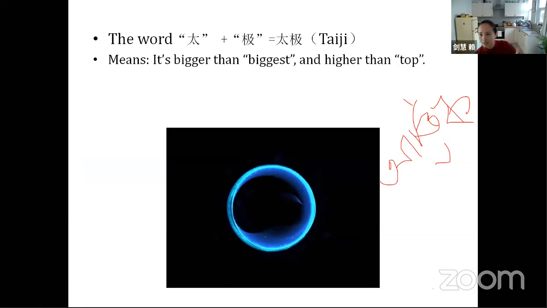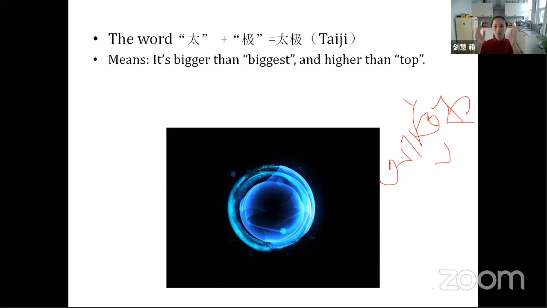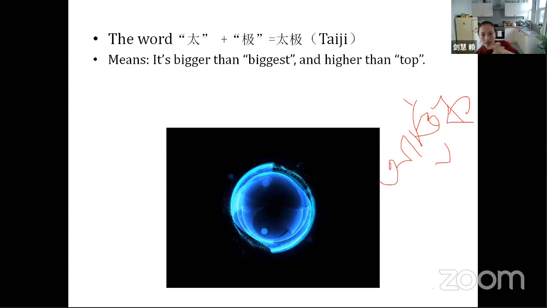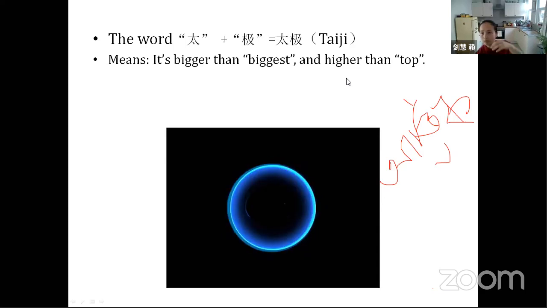how do we explain it? So, tai in front of ji becomes Taiji. The meaning is bigger than the biggest and higher than the top. Higher than high.